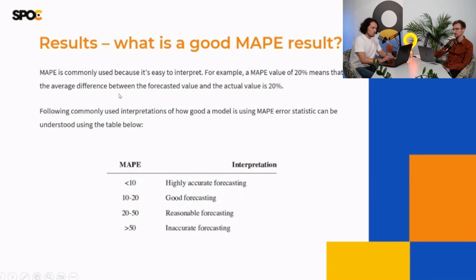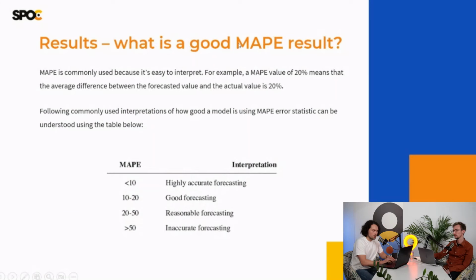Okay, so before we explain the results, the values of our MAPE error measure, we will just tell you that there are different expectations for MAPE results. We need to tell you what it means that the error is low and the model is highly accurate, and what it means that the model is good, reasonable, and inaccurate.